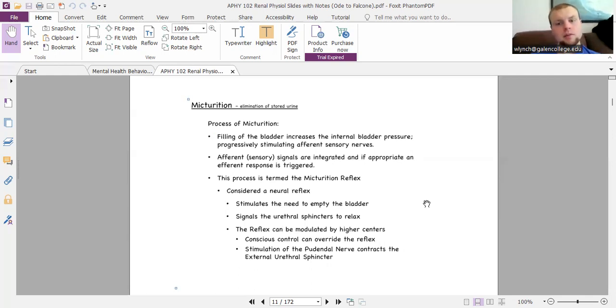Our conscious control of this can override the reflex, so we can contract the external urethral sphincter, close it off, and make sure that we do not urinate until we want to. The nerve innervation is coming from the pudendal nerve, and the pudendal nerve is going to be what allows us to contract the external urethral sphincter.